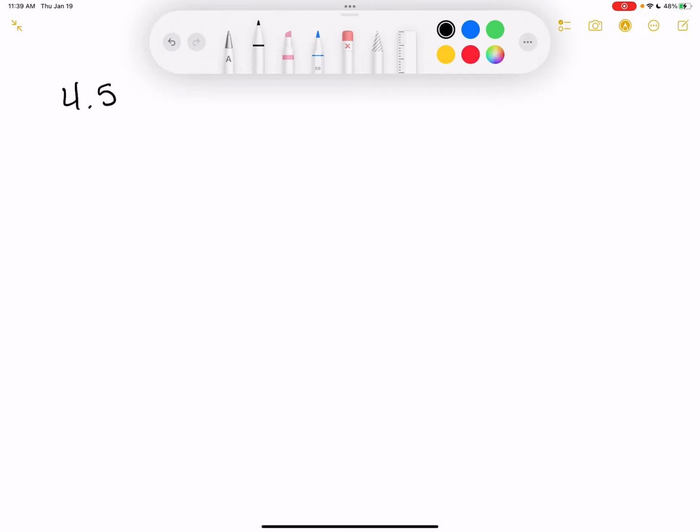5 exponential and logarithmic equations.